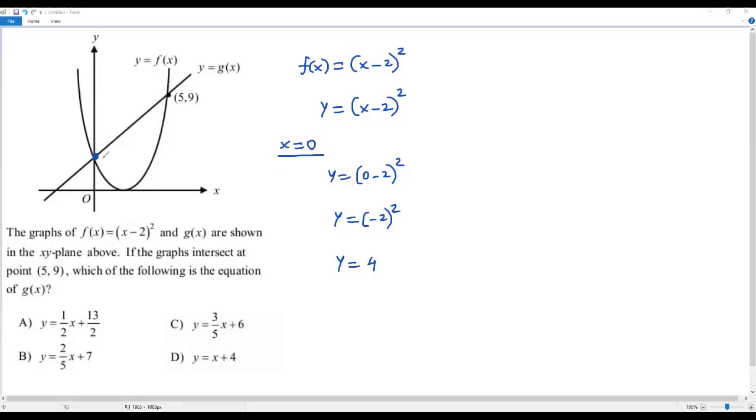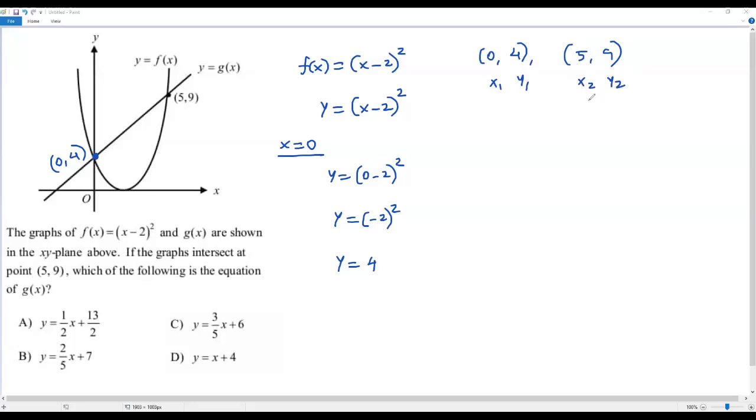Already we know that the x-coordinate is 0. So the point over here is (0, 4). As I said already, this is the y-intercept of the parabola and the line as well. So we have 2 points on the line, (0, 4) and (5, 9). Let me write those 2 points. Okay, now let me take this point as (x1, y1) and this point as (x2, y2).